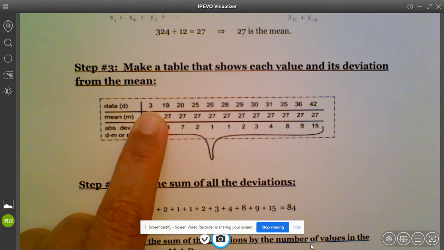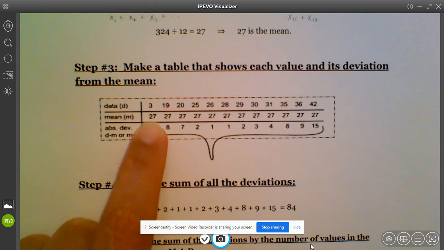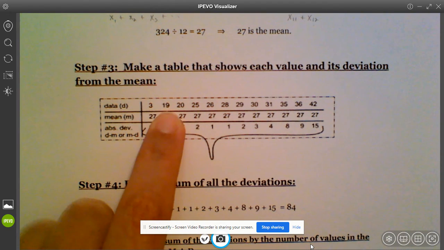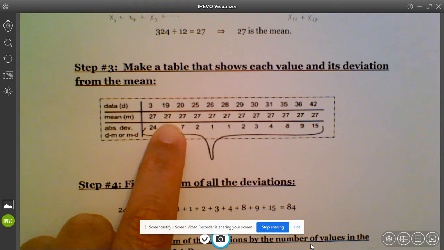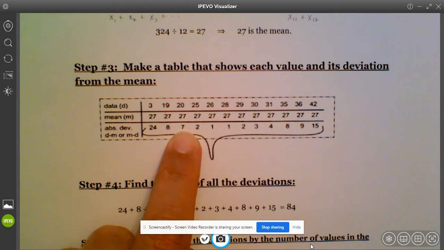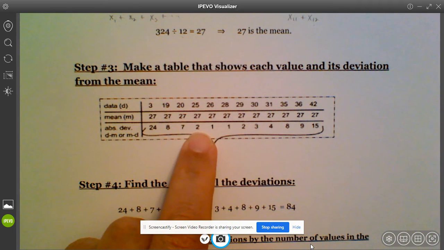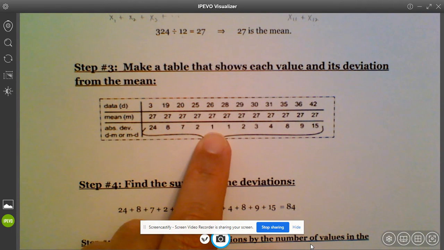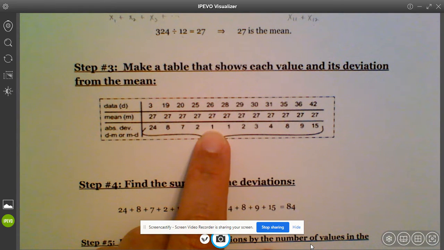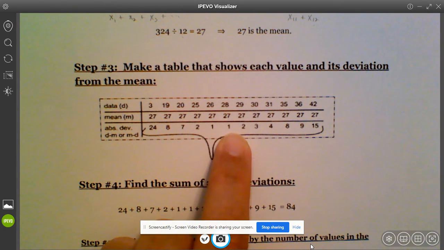So 3 is 24 units below. We just say it's 24 units away. Remember, we don't care above or below. We just want to know how far away. 19 is 8 units away from the mean. 20 is 7 units below. 25 is 2 units away. 26 is 1 away. 28 is 1 away. 1 above, 1 below, 1 above, it doesn't matter. They're still each 1 unit away, and that's what we're measuring.